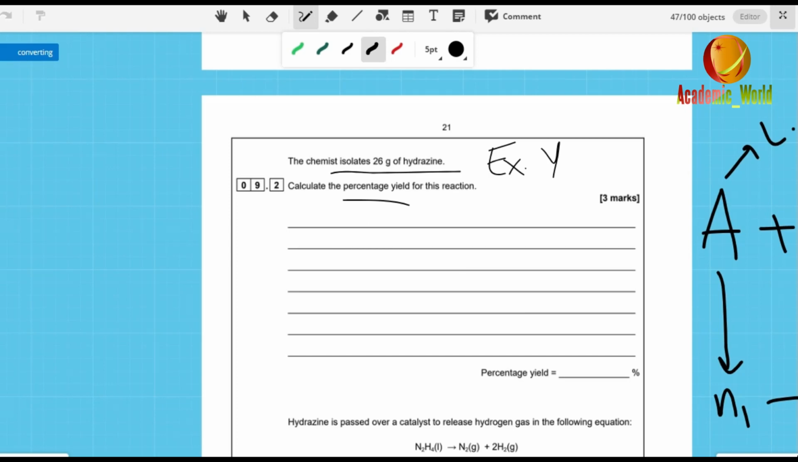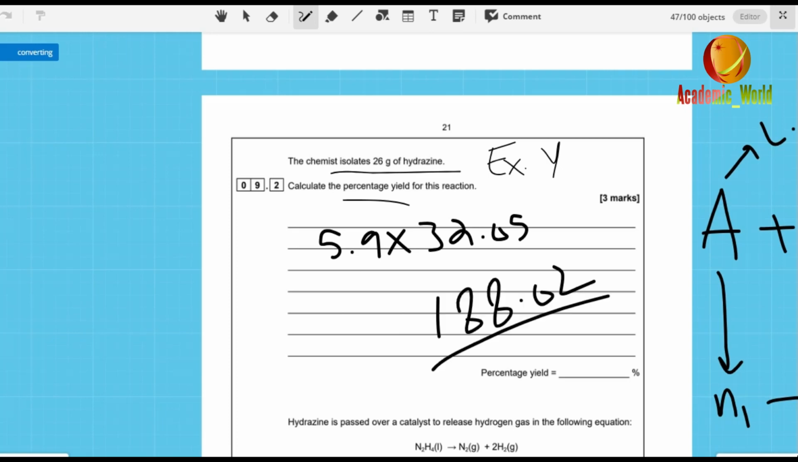So the first step is you have to use the 5.9, or the exact is 5.7, and then the molar ratio is the same, so there will be the same moles for hydrazine. So just multiply with their molar mass, that is 32.05. Okay, so that gives us approximately 188.02. Okay, so that is the theoretical yield.